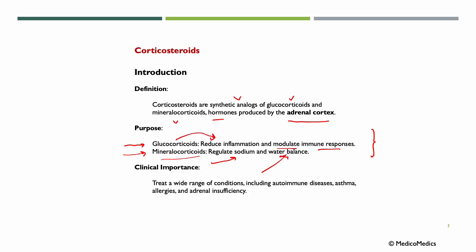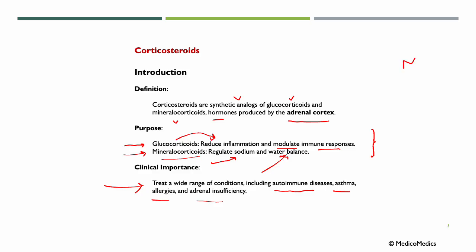And these are used, the glucocorticoids or the corticosteroids, to treat a wide range of conditions, including autoimmune diseases, asthma, allergies, and adrenal insufficiency, for example. So, again, corticosteroids are medications that mimic hormones produced by the adrenal glands, or adrenal cortex, to be more specific. And they're helping us to reduce inflammation and regulate immune responses.